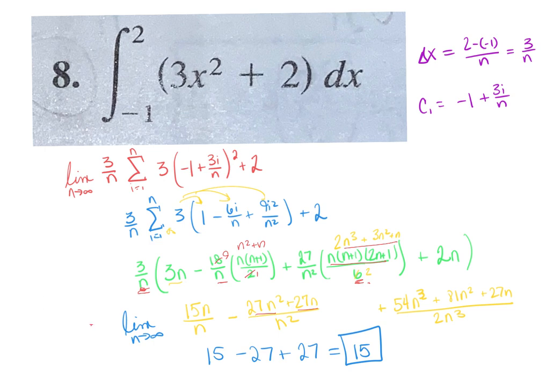And then from this point, I just did limit theory. Limit theory here, it's the same on top and bottom, I got 15. Limit theory here is the same on top and bottom, I got -27. Limit theory here is the same on top and bottom, I got +27. So my answer is 15.